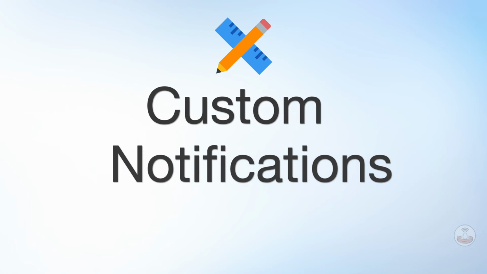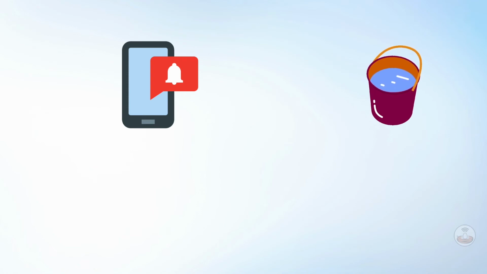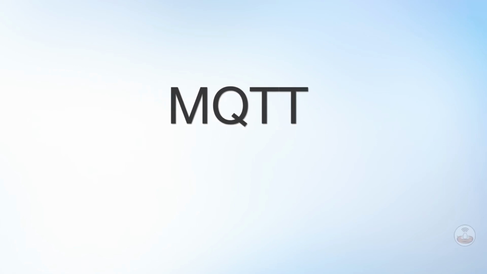Custom notifications. There are some cases in which you would like your devices to send a notification about some specific event. For example, a plant waterer that would send a notification about the low water level. In this case, you can use MQTT to send a custom notification.